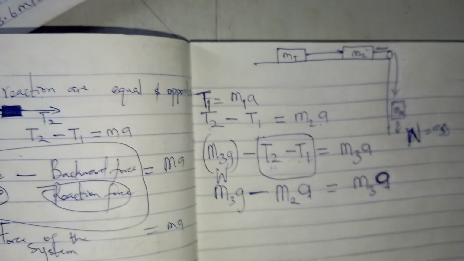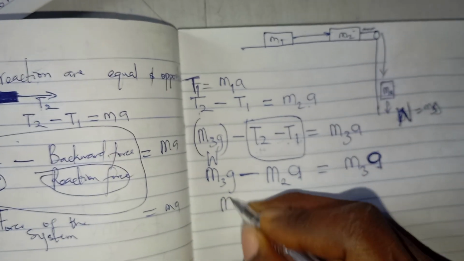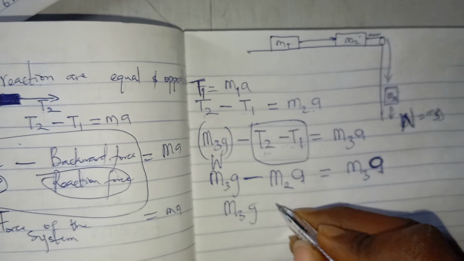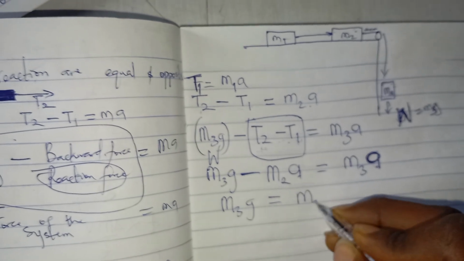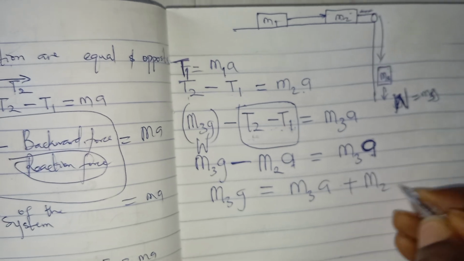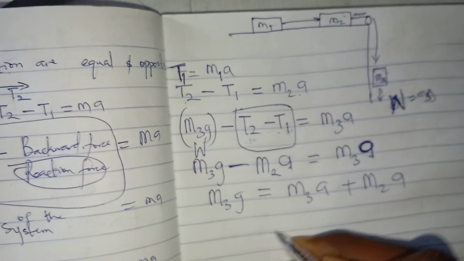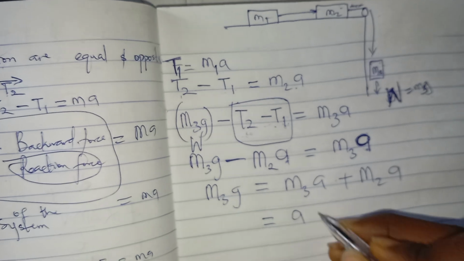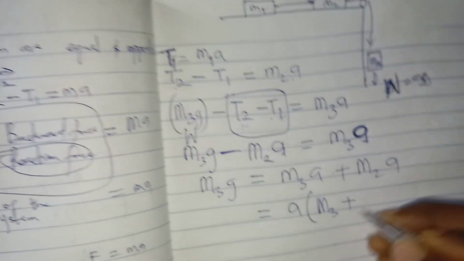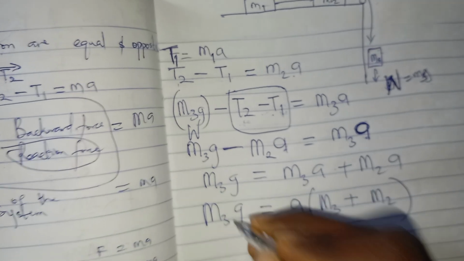Factor out the A. So how I can do it is to say, let this go here. So this will be M3G equals M3A. As this one is crossing over, it becomes plus M2A. The acceleration of the system is what we are looking for. So this is going to be the same thing as saying A out, M3 plus M2. We've gotten what we are looking for. M3G is equal to this.